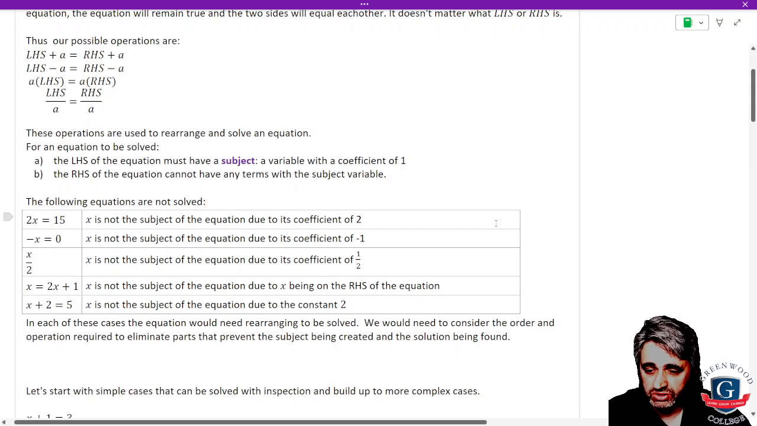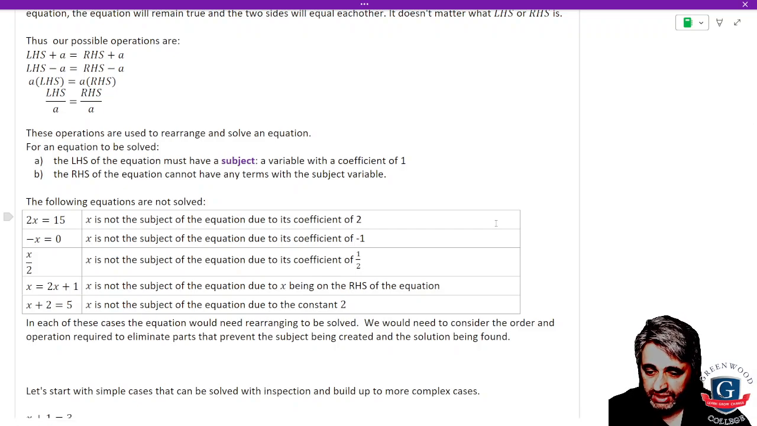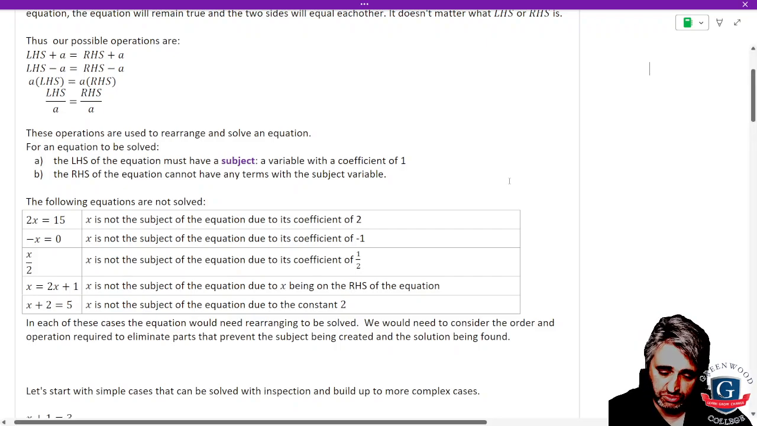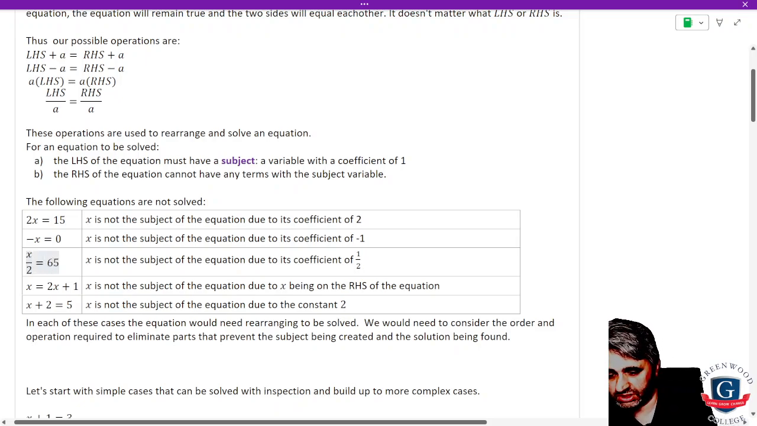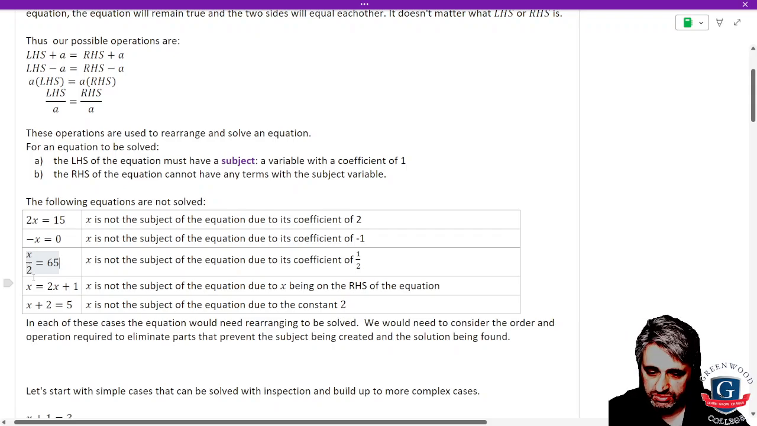It's not solved because the coefficient of x is 2 and not 1. If we have negative x equals 0, it's not solved yet because we have negative x, negative 1x, rather than positive 1x. So we need to do some more operations. In the case of the third one, we have half x equals 65. It's not solved because of this divided by 2. We would have to multiply both sides by 2 to find out what x is.